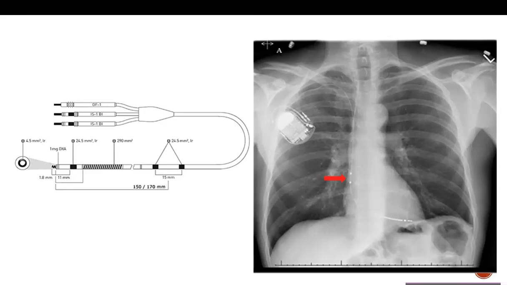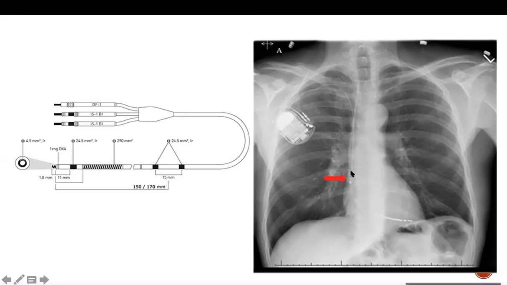There are two leads from the device, or three leads, sorry? I see one. Where's the second one? There are two tips, two screws on the header of the device. But how many leads are coming out of the device? Yes, one lead. So this may be a capped lead. If you follow it, it's going all the way to the RV, and it has a shock coil, right? Yes. Okay. So what is this? Capped lead.